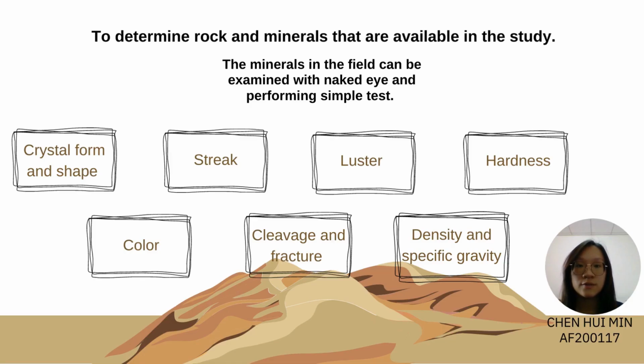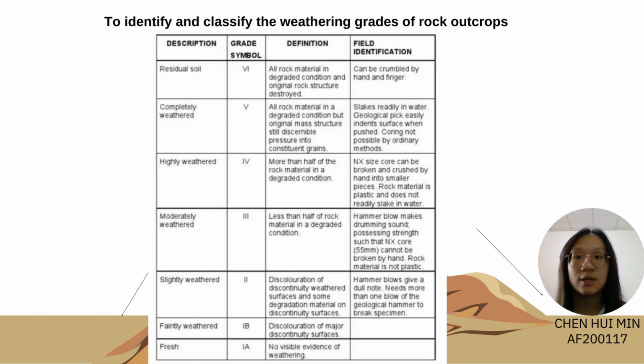The minerals in the field can be examined with the naked eye and by performing simple tests such as crystal form and shape, streak, color, luster, cleavage and fracture, hardness, and density and specific gravity. This table can help us identify and classify the weathering rates of rock outcrops. Grade 1A is fresh, Grade 1B is thinly weathered, Grade 2 slightly weathered, Grade 3 moderately weathered, Grade 4 heavily weathered, Grade 5 completely weathered, and last, Grade 6 is residual soil.